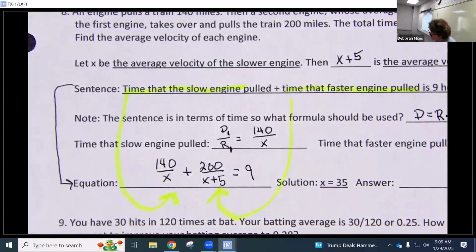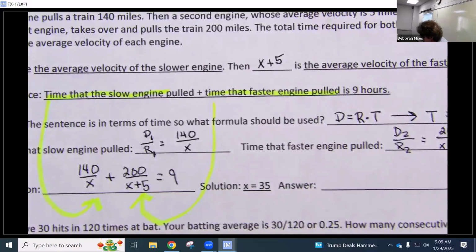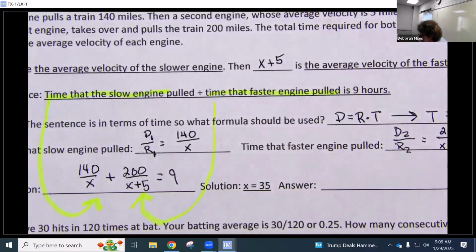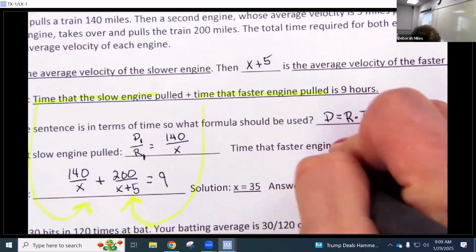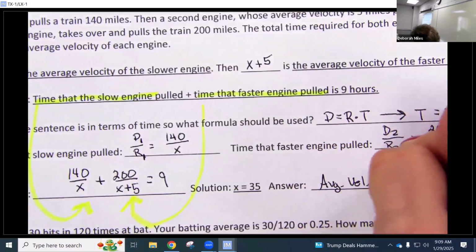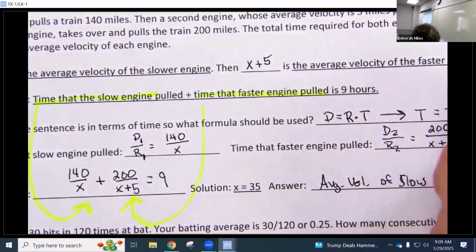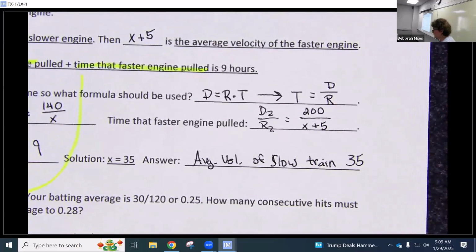I had to clear out some fractions and it took me a little while to solve it. I came up with X equals 35. What is that 35? It's the average velocity of the slow train. And I'm never just going to say average velocity is 35, because then I don't know if it's kilometers per hour, feet per second. What is it?